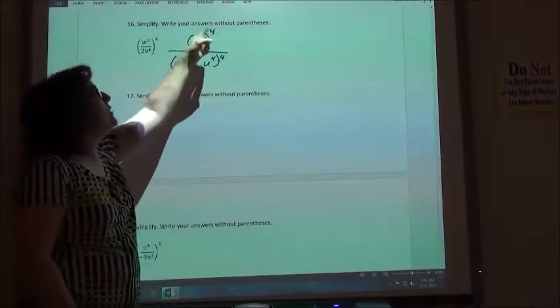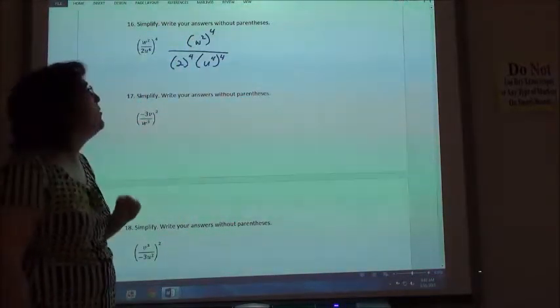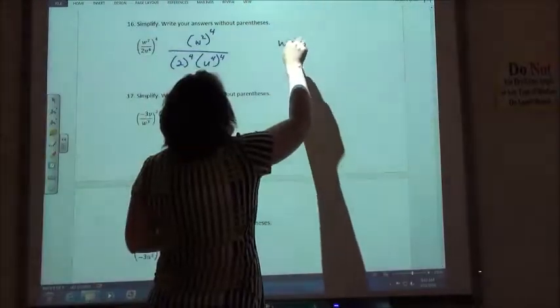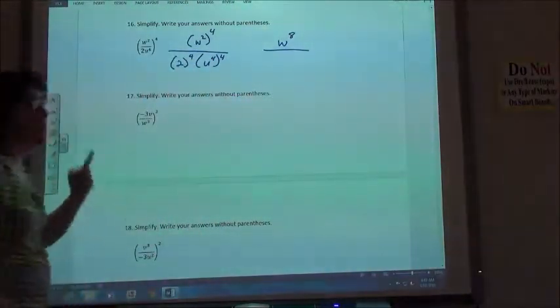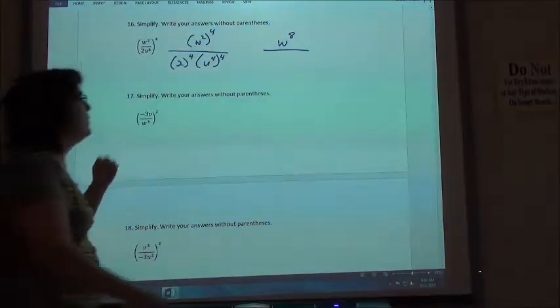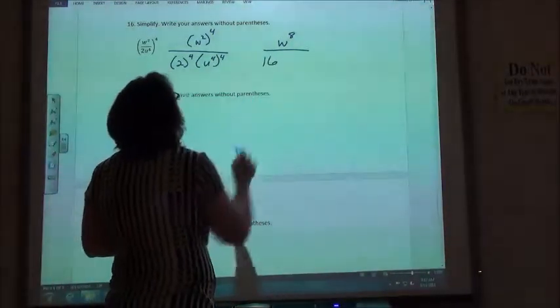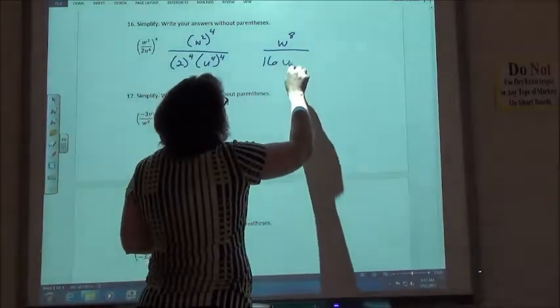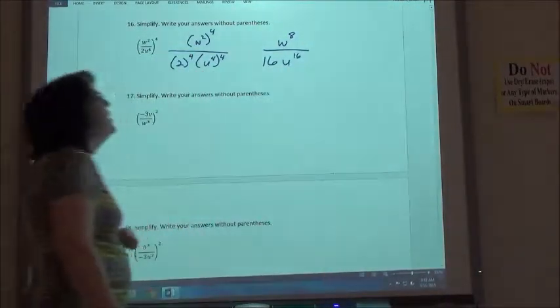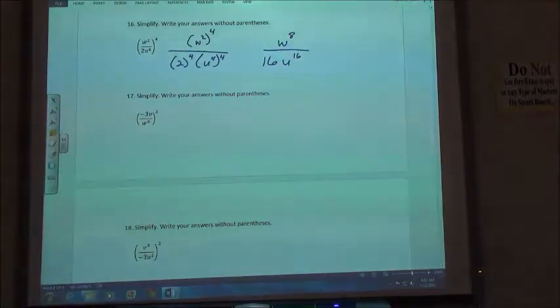So when I raise to a power, I multiply those exponents. I would get w to the 8th. 2 to the 4th power, 2 times 2 times 2 times 2 happens to be 16. And then here, I multiply my exponents again. 4 times 4 is 16. So I get w to the 8th over 16u to the 16th power.